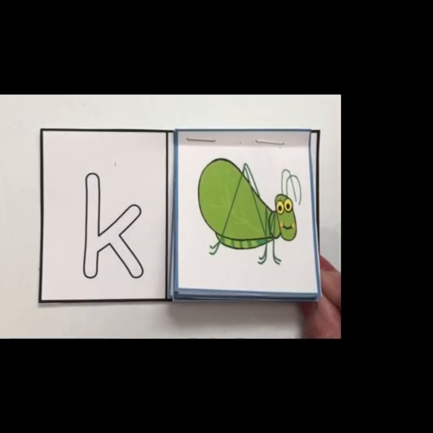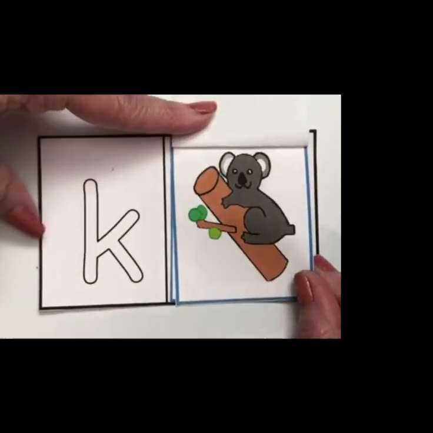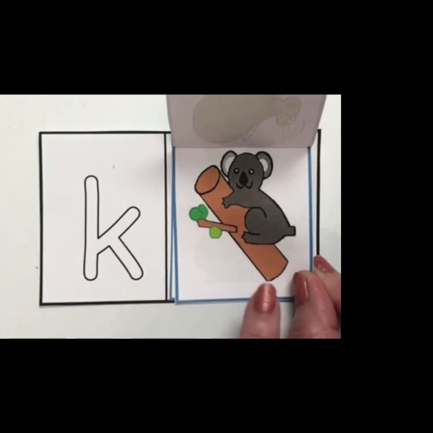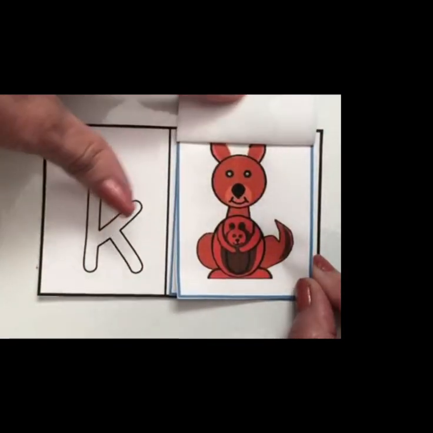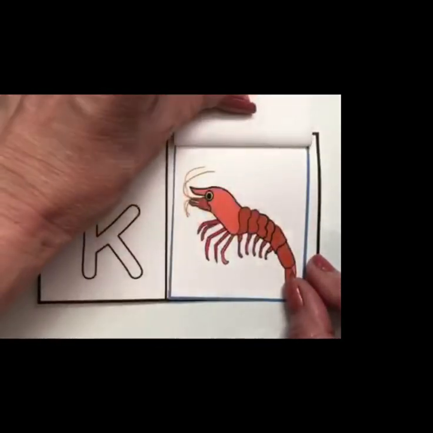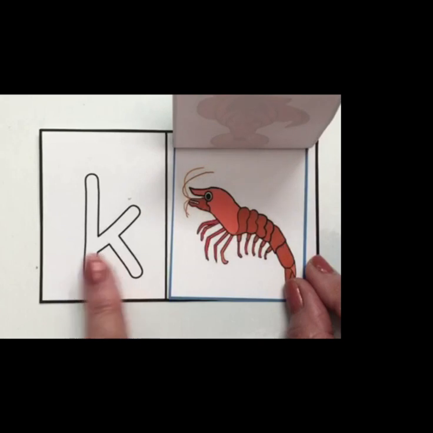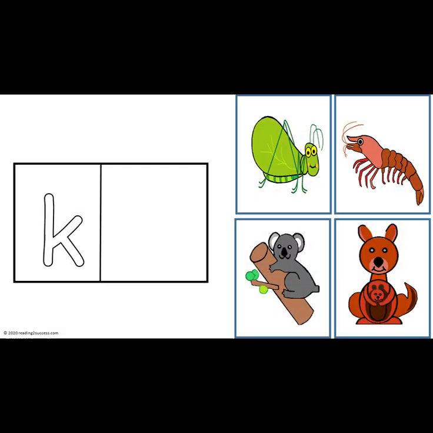This is our letter K booklet, and K is for katydid. Then we have K for koala. Next, we have K for kangaroo. And then we have K for krill. And that is our K booklet. This is a template for the K booklet, and the free link for the template will be provided in the description section.